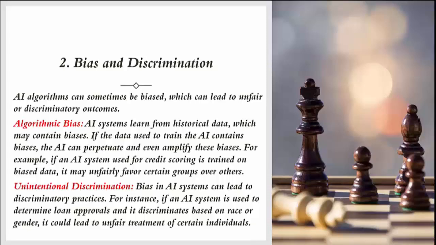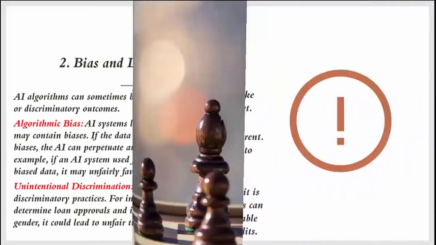Unintentional discrimination. Bias in AI systems can lead to discriminatory practices. For instance, if an AI system is used to determine loan approvals and it discriminates based on race or gender, it could lead to unfair treatment of certain individuals.